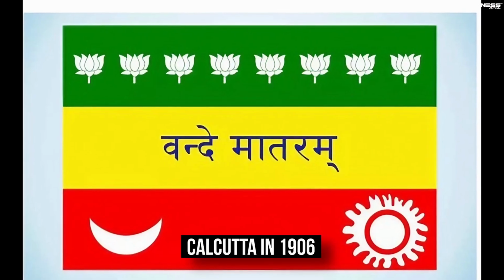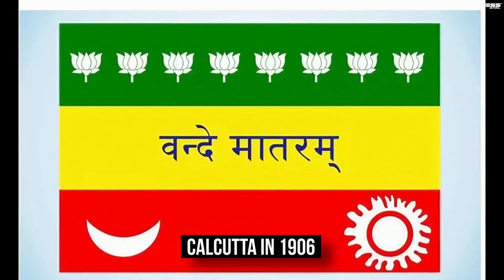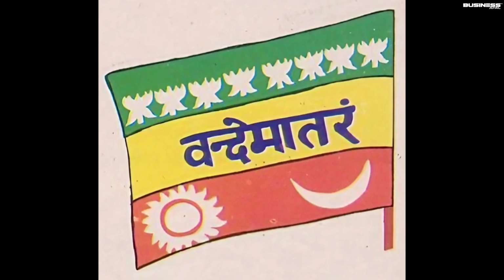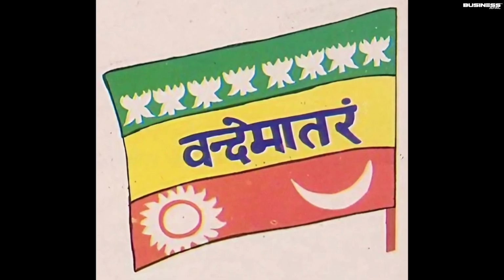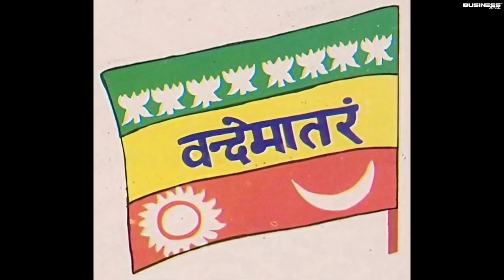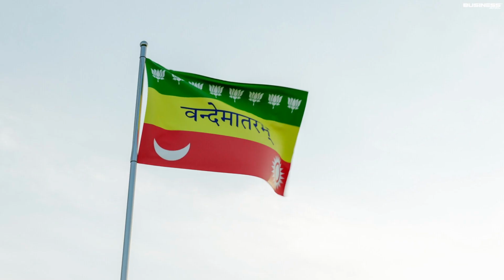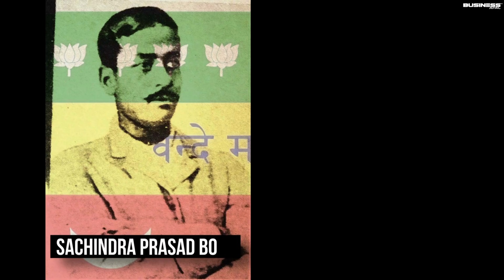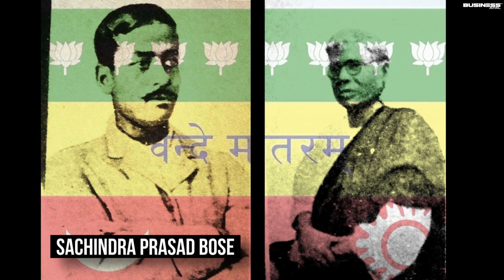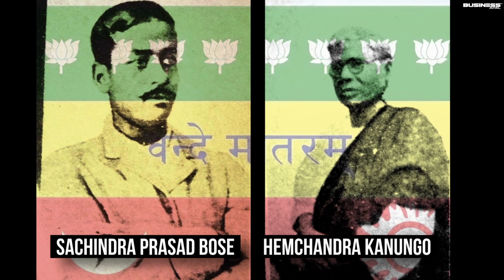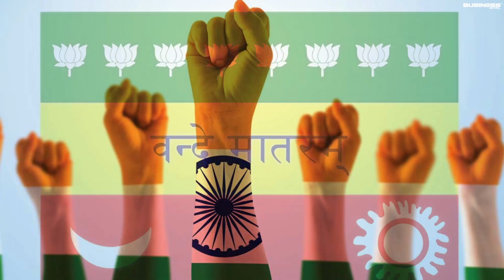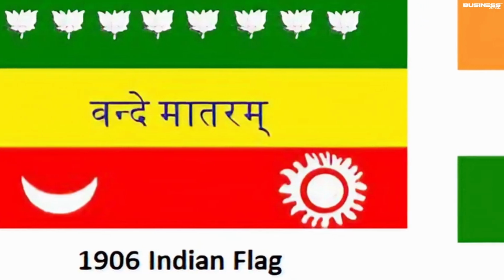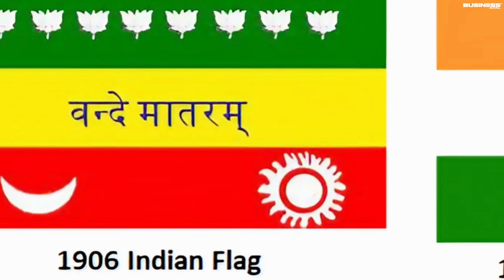Unfurled in Calcutta in 1906, this flag displayed a horizontal tricolor of green, yellow, and red. The upper band featured 8 white lotuses, and the middle band displayed the words, Vande Mataram, in the Devanagari script. Lastly, the red band showcased a crescent moon on the bottom left and a sun on the bottom right. Crafted by Sachendra Prasad Bose and Hemchandra Kanungo, this flag transcended symbolism, becoming a potent representation of Indian nationalism. Modest yet impactful, it unified Indians in a collective stance against the British government.